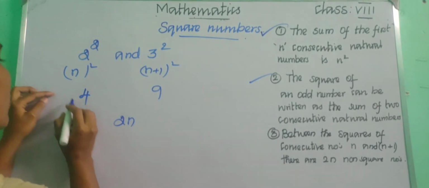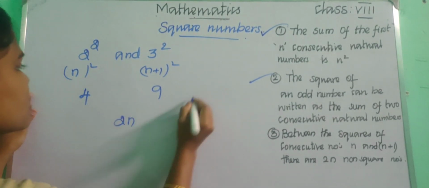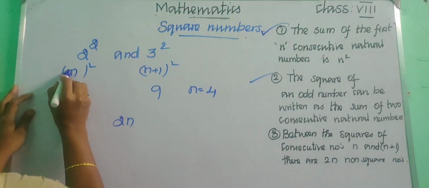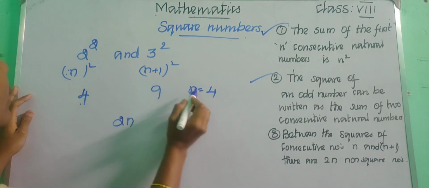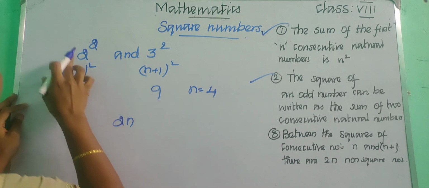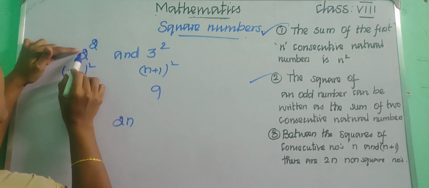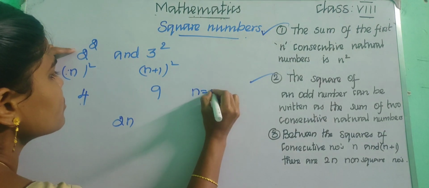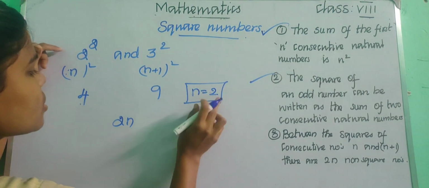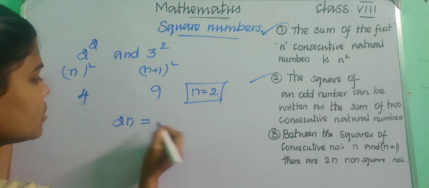That is 2 into n. So what is n here? n squared equals 4, so n equals 2. Okay, children, so how will you find 2n?